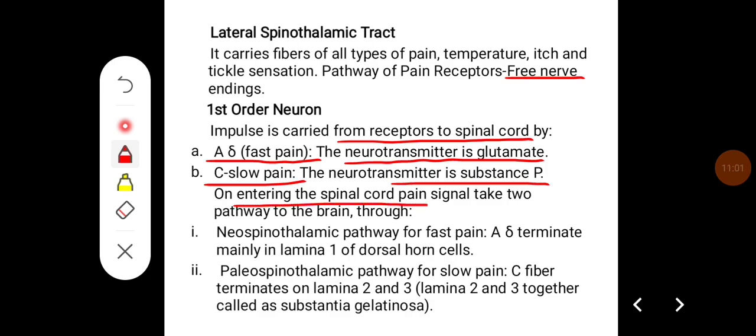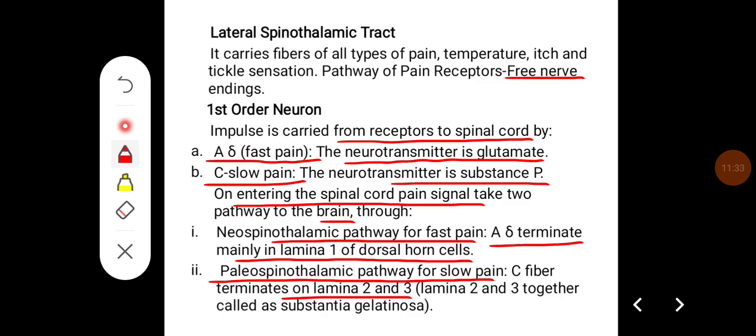On entering the spinal cord, the pain signal takes two pathways to the brain: the neospinothalamic tract, which is for fast pain, and the paleospinothalamic tract, which is for slow pain. In the neospinothalamic tract, the A delta fibers terminate mainly in lamina 1 of the dorsal horn cells, whereas in the paleospinothalamic tract, C fibers, which carry slow pain sensation, terminate on laminae 2 and 3, which form the substantia gelatinosa.